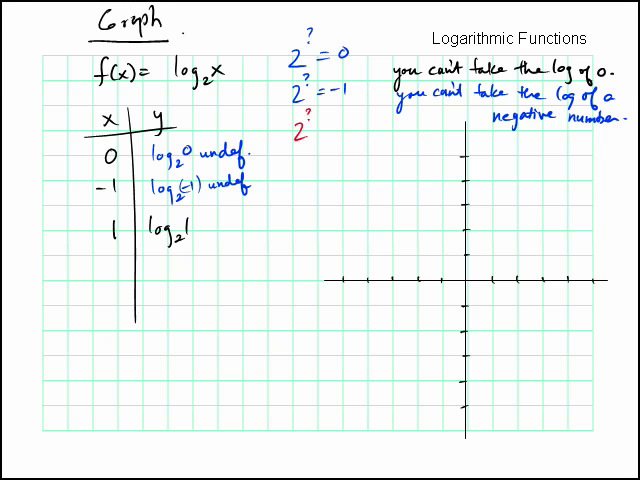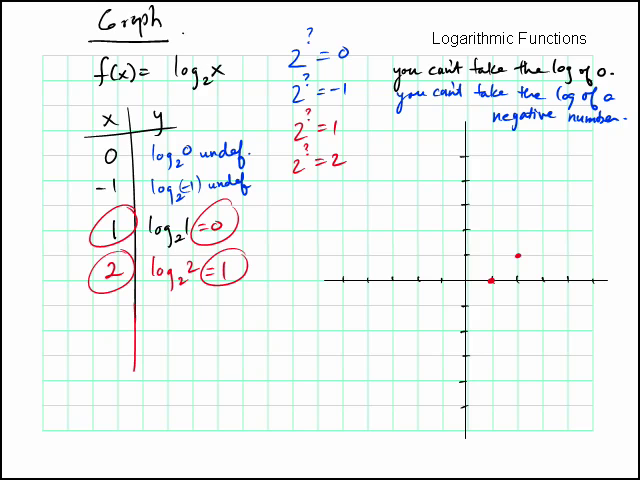2 to what power gives me 1? I know that that is a 0. So 1 comma 0 is on the graph. 1, 0 is right here. Let's try 2. Plug in a 2 for x. The log base 2 of 2. 2 to what power gives me 2? That is a 1. So our graph goes through the ordered pair 2, 1. Right there, 2, 1.